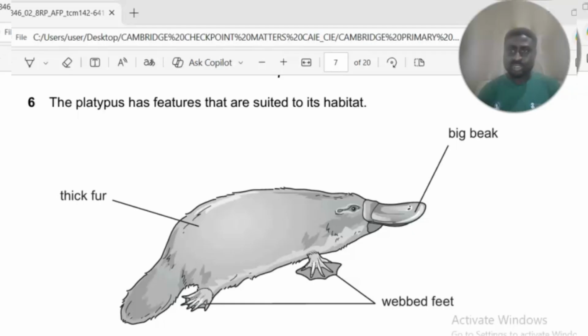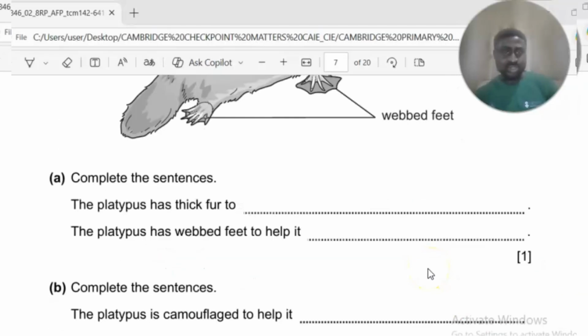Looking at the fur, it is a natural body covering, and the fur, of course, in that kind of environment, being an aquatic environment, it is usually extremely cold most times. So it requires that fur to keep warm and also to trap in the heat so that it doesn't lose heat from its body. Then the webbed feet, as you can see, are already adapted for swimming and paddling in water. So these are the basic ideas around the question we have before us. So let's look at the question. A part says, complete the sentences. The platypus has thick fur to dash.